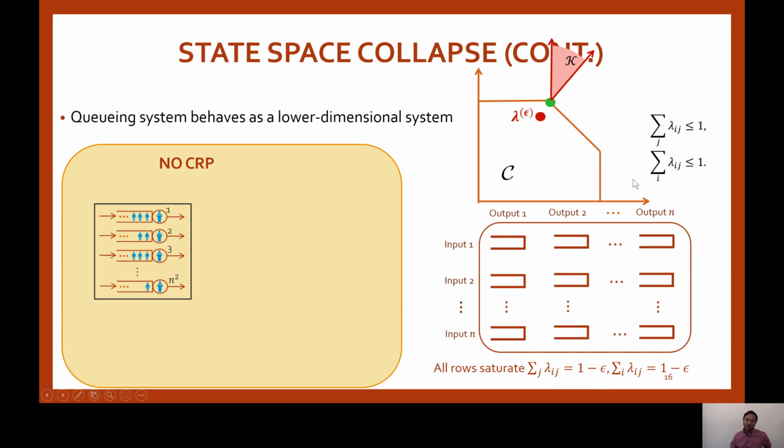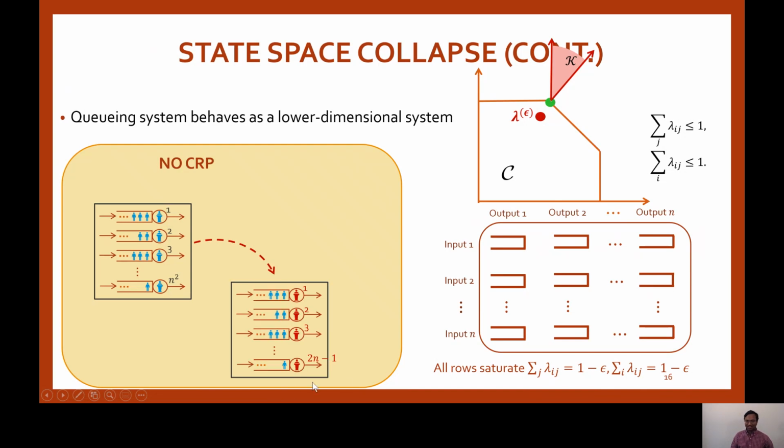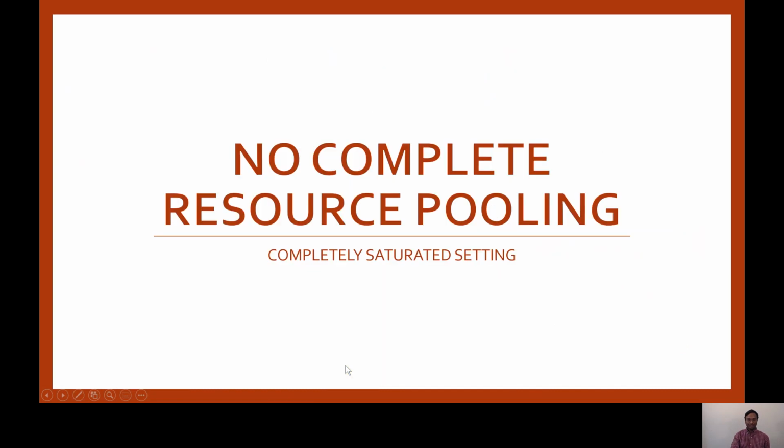In this case, because I collapse into the cone, my state space is still collapsing, but not into a one-dimensional subspace, not onto a line. And when all rows saturate, the n squared dimensional switch collapses into a 2n minus 1 dimensional subspace, which means these n squared queues behave as if there are only 2n minus 1 queues in reality. We'll see more details about this. We'll see why 2n minus 1 arises. And this 2n minus 1 is the dimensionality of the subspace into which collapse happens.